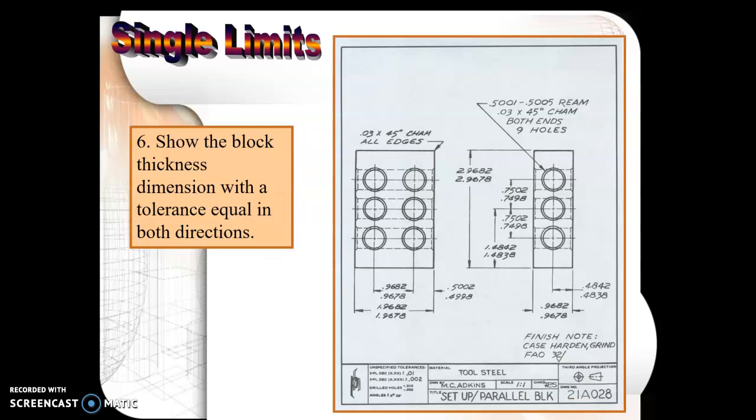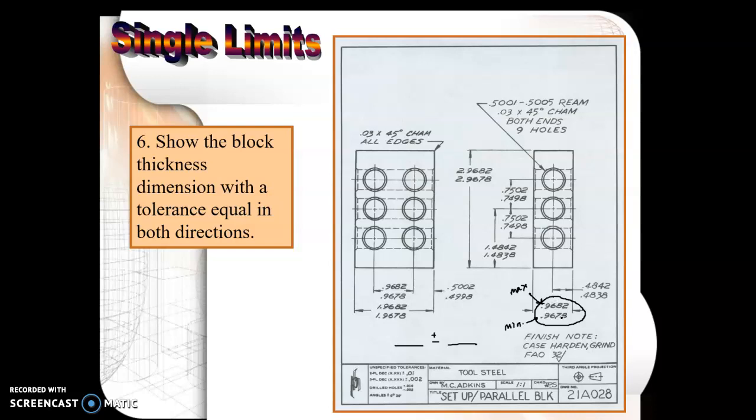Let's answer some questions for this parallel block drawing that is dimensioned with limits. This is perhaps the first drawing we've looked at that's dimensioned in this way. We want to show the block thickness with a tolerance that is equal in both directions. The thickness of the block is this dimension right here. It is dimensioned with limits. This is the biggest it can be, that's the max, and this is the minimum. If we want to replace that with a single dimension plus or minus a certain amount, like we're used to seeing, what would that be?